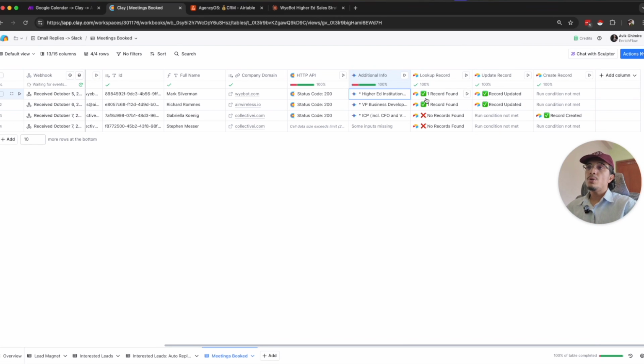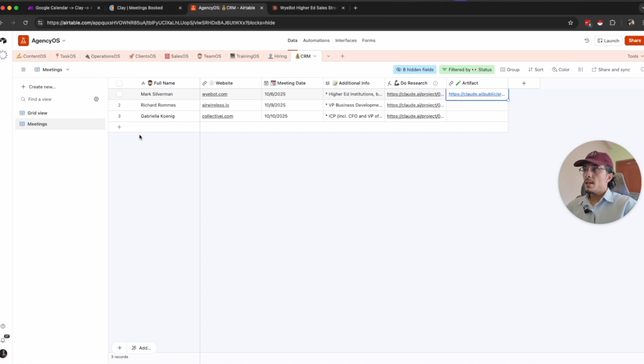And then what we are doing is we are adding all this information back into Airtable. And if we don't have this information in Airtable, we are just creating a new one. And then within Airtable, this is what it looks like. So it pulls all the additional information.